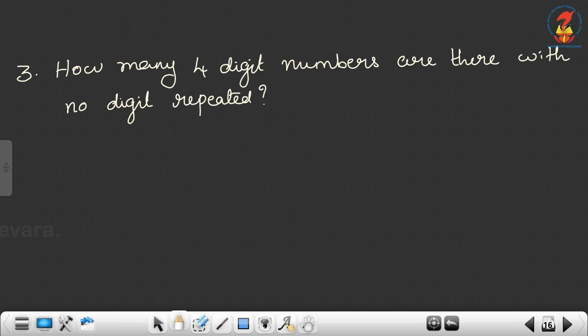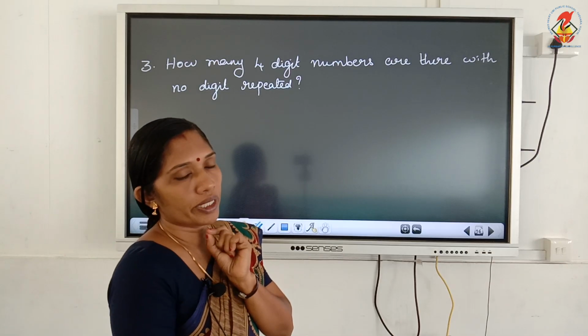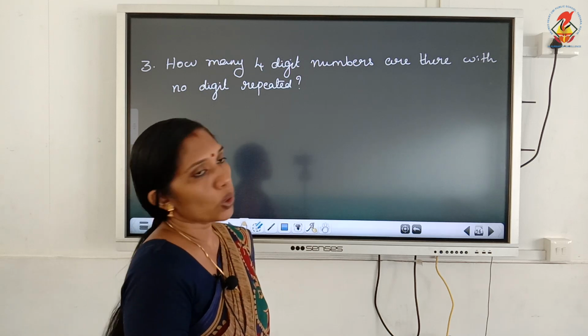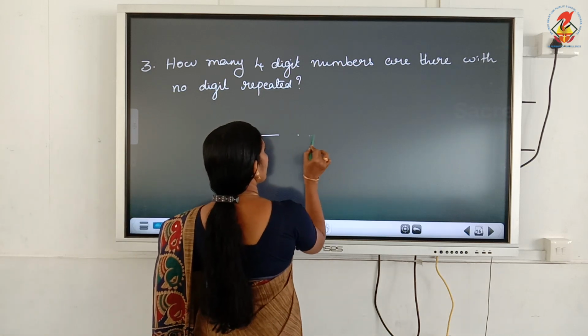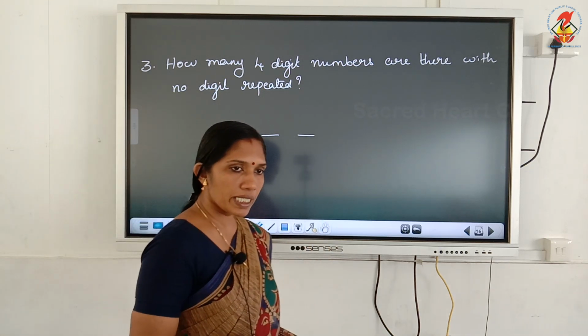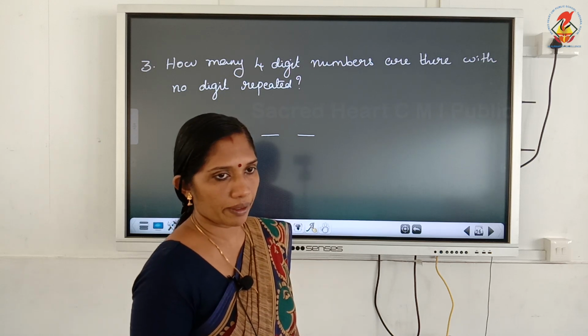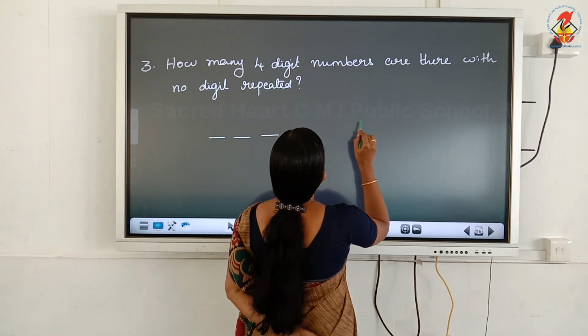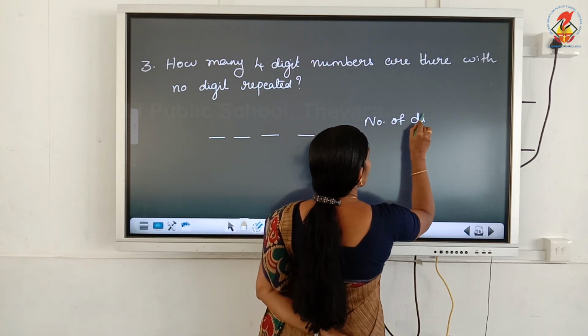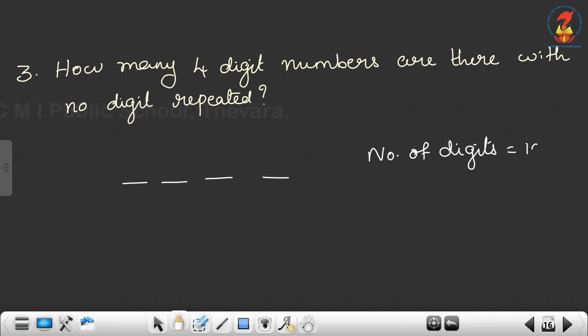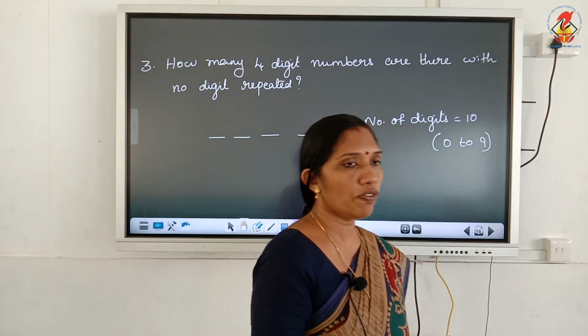How many 4-digit numbers are there with no digit repeated? 4-digit numbers. How many digits are there? We can use 0 to 9. 0 to 9, how many digits? 1 to 9, 9 digits plus 0. So the total number of digits is 10.